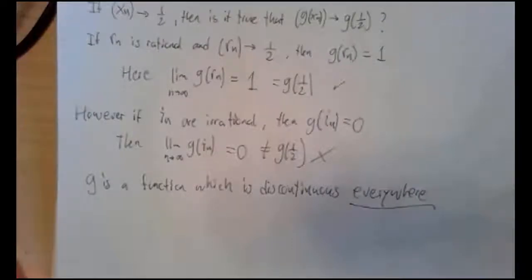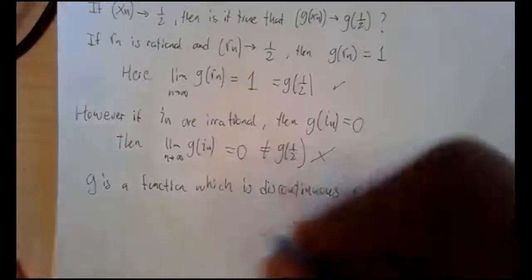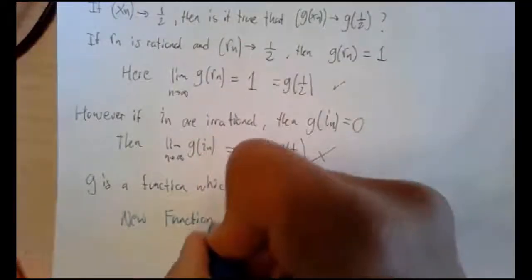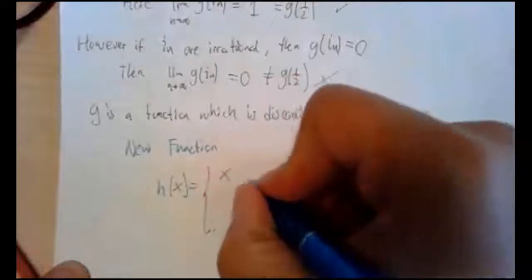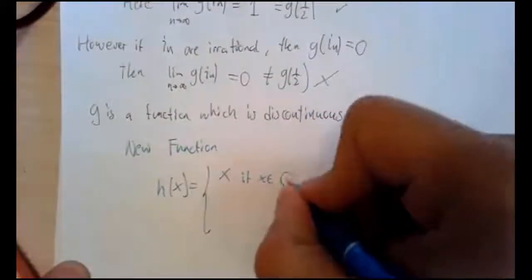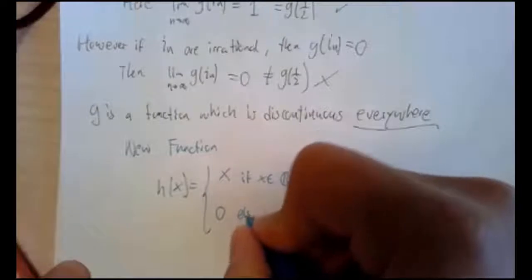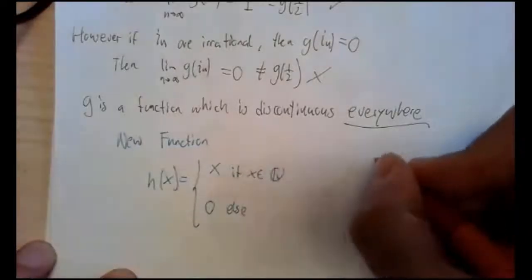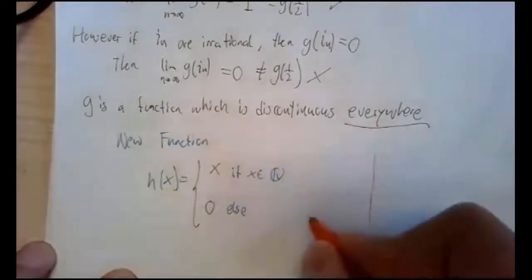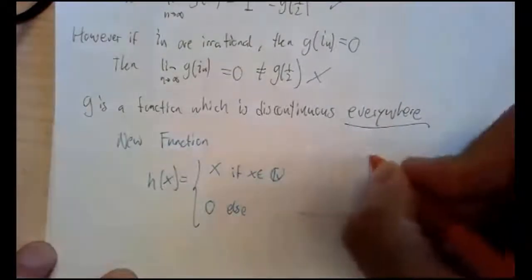Now, we're going to modify it a little bit to create a new function. So this is a modification of Dirichlet's function. So new function. And this one will be like this. Observe. So now we're going to make it x if x is rational and 0 else. A little bit different, right? How would the picture for this one look like? Let's see if we can draw it over here.